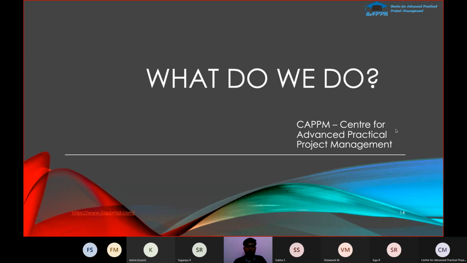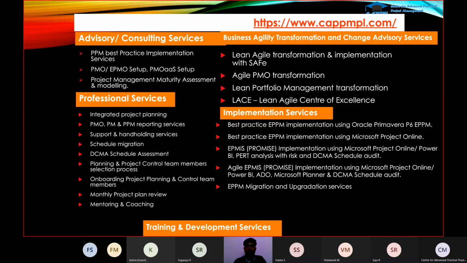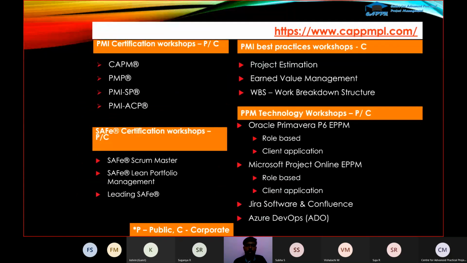First, we can see the services we provide in our organization, like consulting services, professional services, and implementation services. And the next one is workshops. Here we provide a certification workshop for PMI and SAFe, a technology workshop for PPM, and a best practice workshop for PMI.